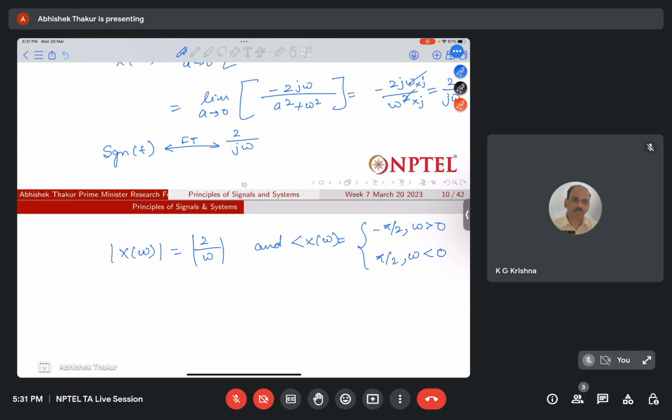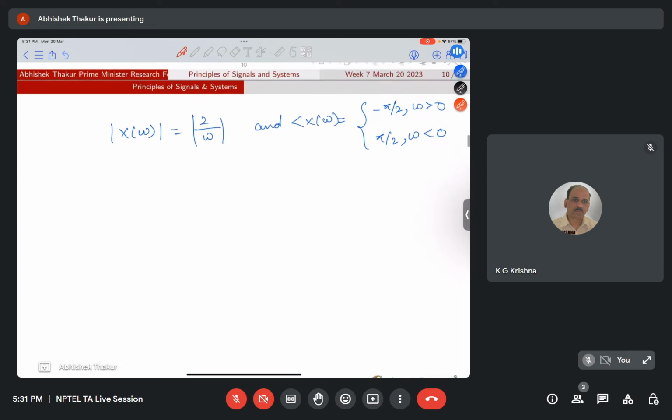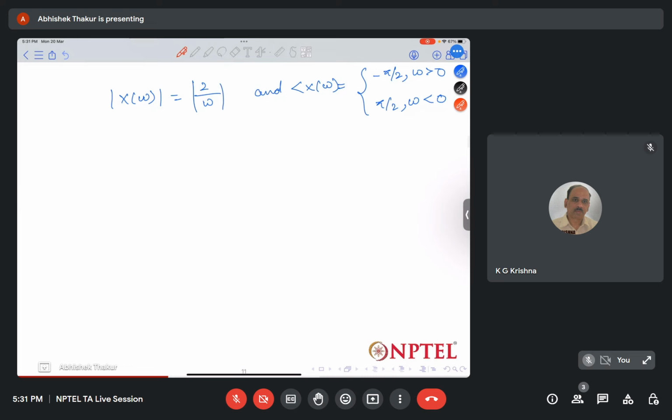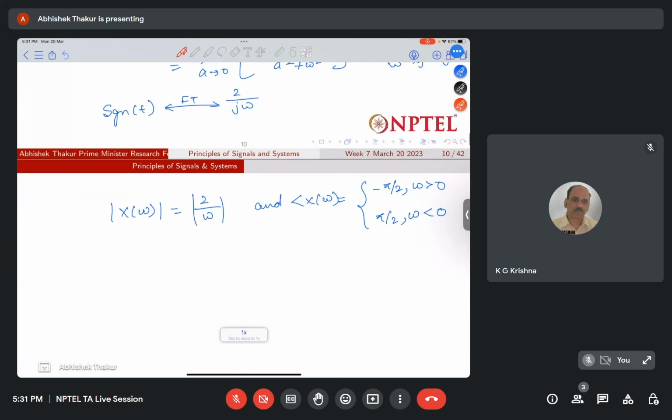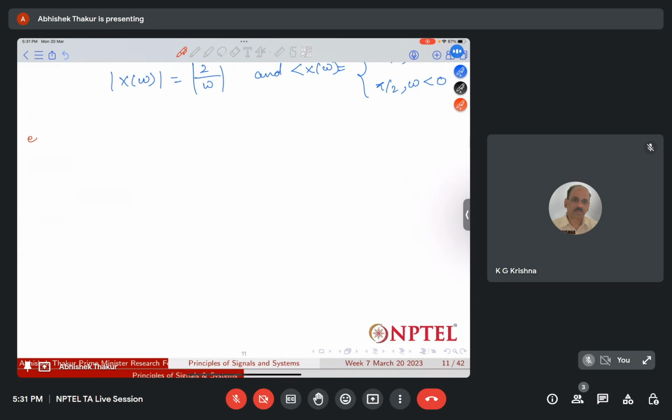We can see for the unit step function. Using the Fourier transform of signum t, we will approximate u(t) in terms of signum t, and we will find the Fourier transform of this unit step function. So the next example, let's find the Fourier transform of u(t), that is the unit step function.